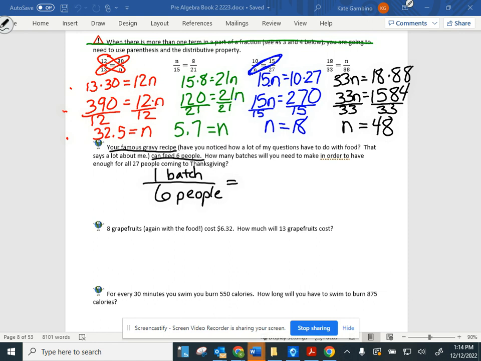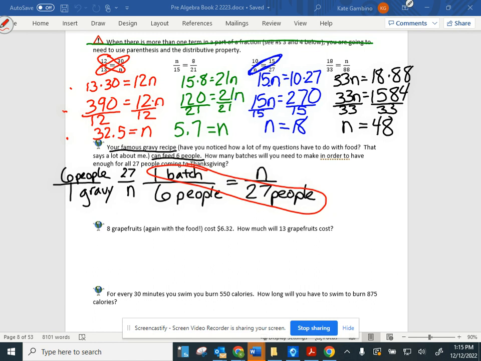What does that equal? James? Frida? There are 27 people coming to Thanksgiving. So how many batches of gravy do I need to feed 27 people? So you could have set it up where it was 6 people over one gravy, and then it would be 27 people over n. Either way, we're multiplying the same numbers together. When we do those cross products, it's one batch times the 27. So as long as we stay consistent and we say gravy, gravy, people, people, you have to be consistent. This is why I say label. Labels are important. You need to know how to match up people to people, batches of gravy to batches of gravy.